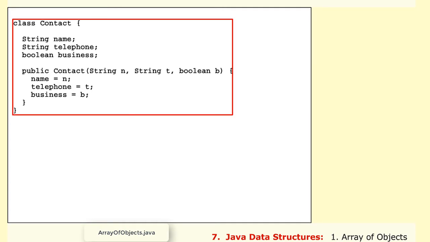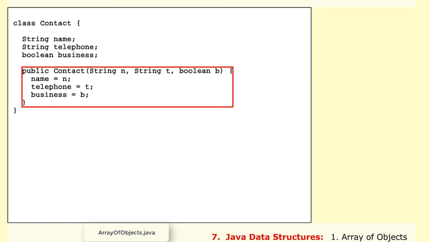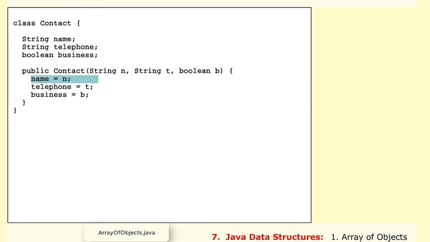Here's an example of a simple contact class. Here are the instance variables for this class. Here's the constructor. It just sets the name, telephone number, and whether this is a business or personal contact.